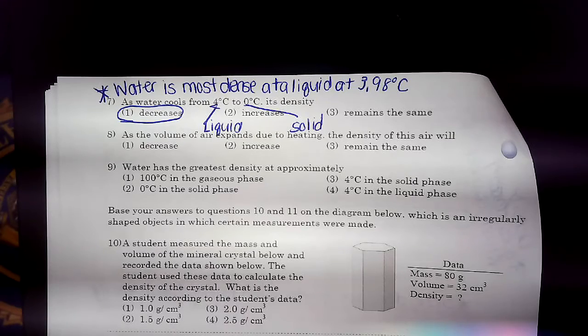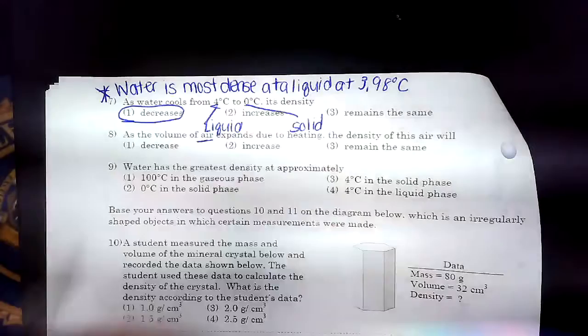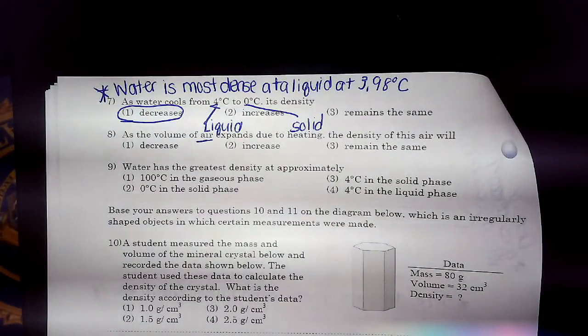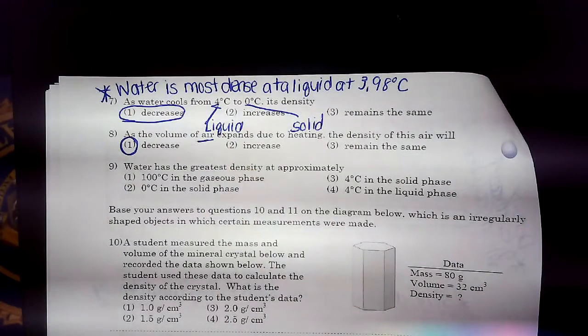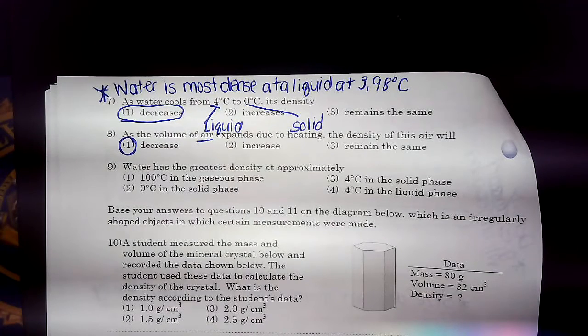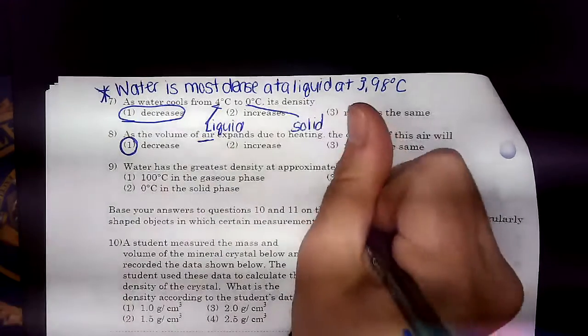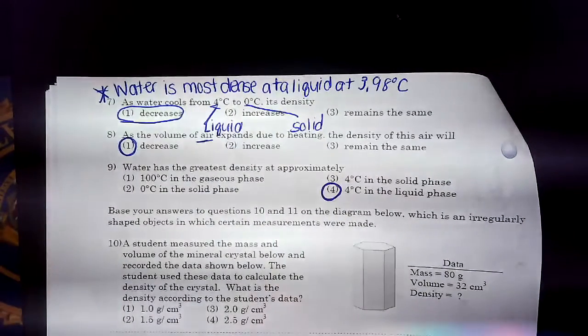As the volume of air, so now we're going back to air, expands due to heating, the density of the air will decrease. Hot air balloons rise because they are less dense. Water has the greatest density at approximately, I actually just wrote this at the top of the page, liquid. Answer 4.